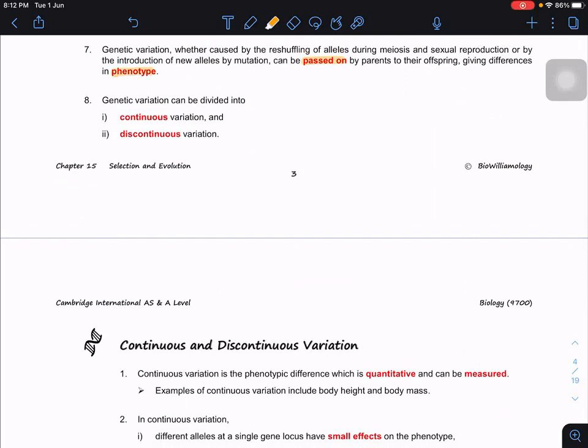So how do we divide genetic variations? We can divide into the continuous and discontinuous. These two forms, right? Continuous versus discontinuous. And now we're going to look at the genetic basis, how it will form continuous and how it forms discontinuous.